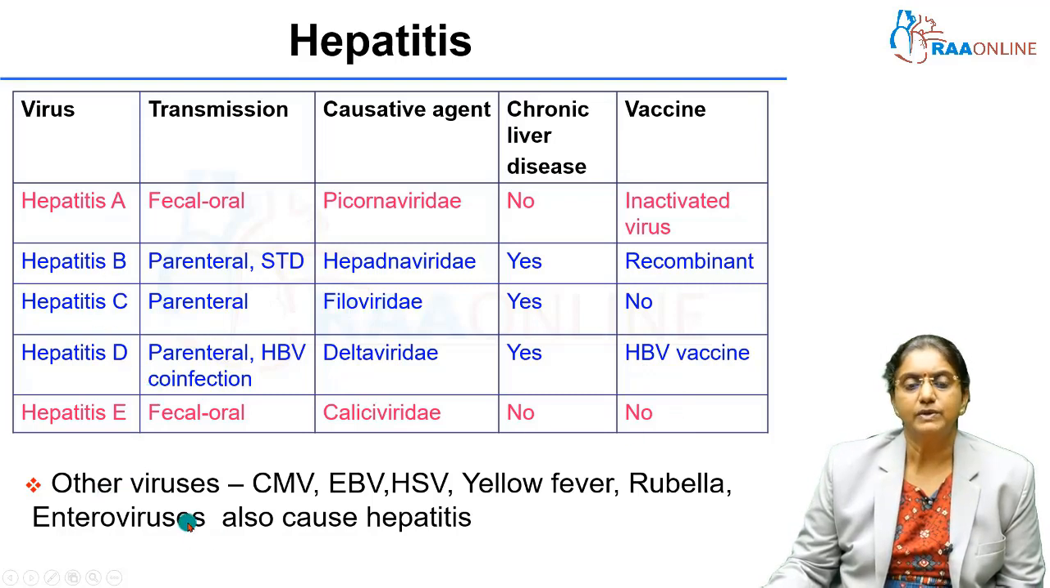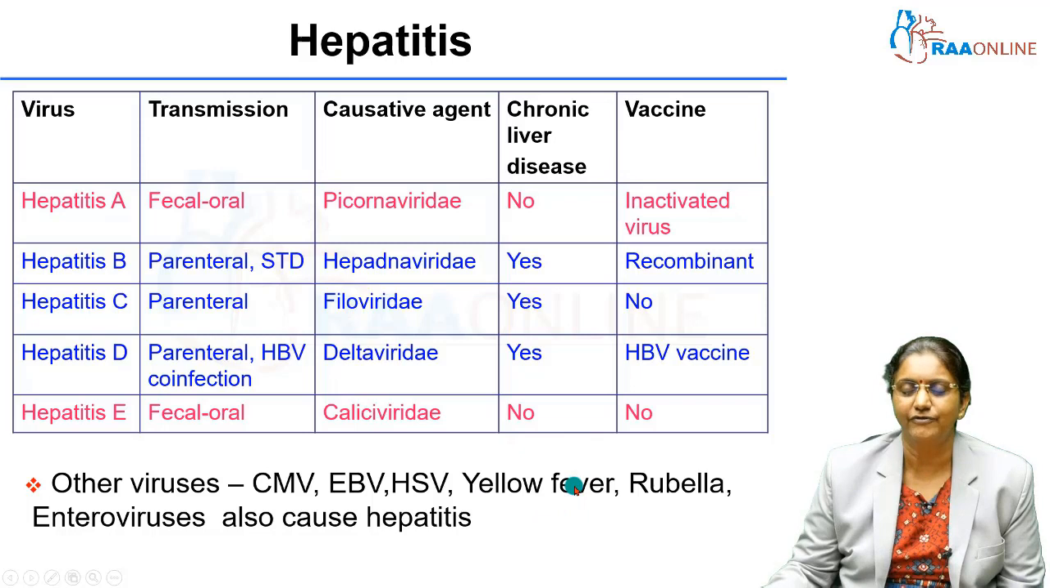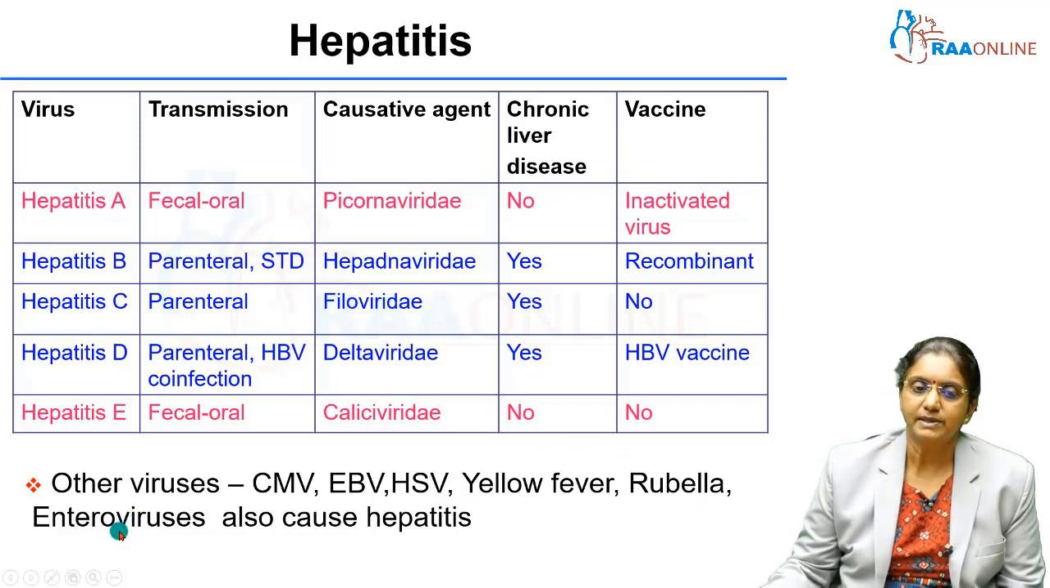Other viruses which also affect the liver in addition to these hepatitis viruses are some herpes viruses. One is CMV, that is cytomegalovirus, Epstein-Barr virus, herpes simplex virus. These first three belong to the herpes family of viruses. Then the yellow fever virus, as the name suggests, the clinical presentation will be jaundice with fever. That is why it's known as yellow fever. This is not common in our country. It is very common in the African subcontinent. Then rubella virus can also affect the liver, and also some enteroviruses can also cause hepatitis.